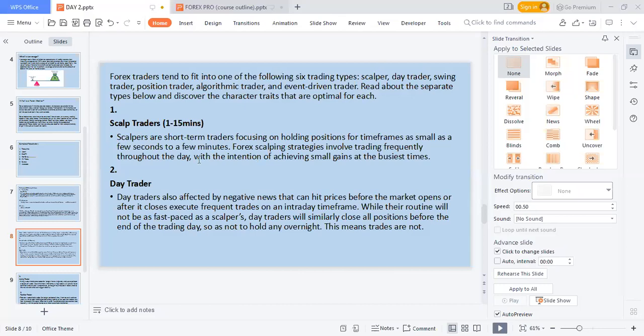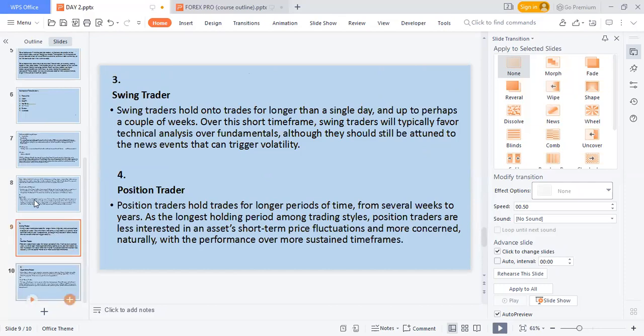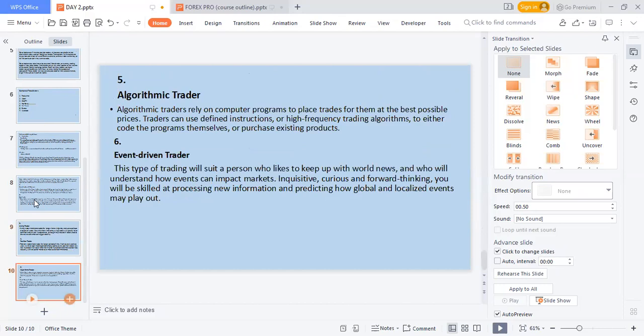Let's talk about types of traders. We have six types of traders. We have scalp traders, day traders, swing traders, position traders, algorithmic traders and event-driven traders.